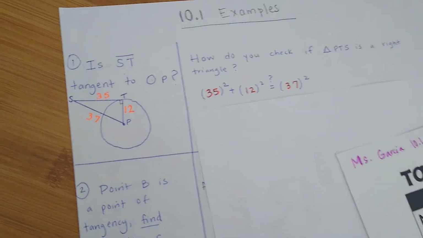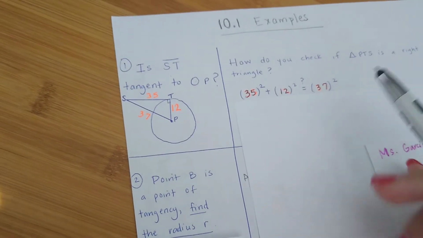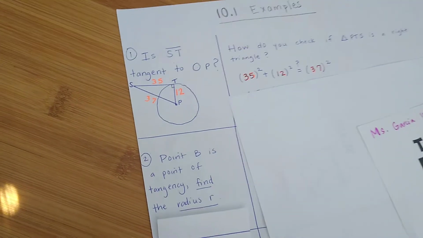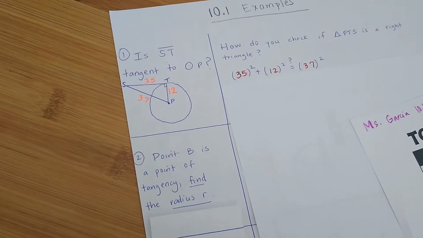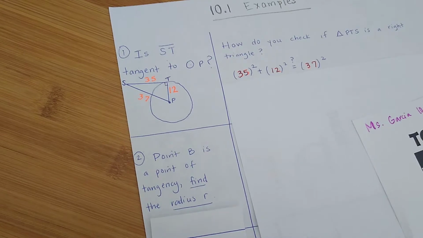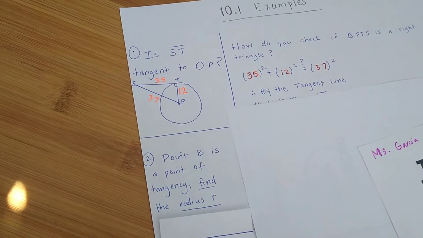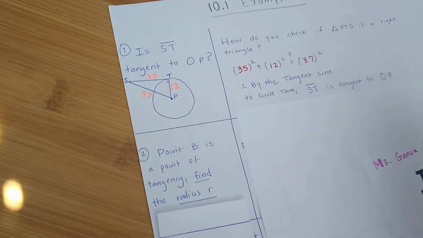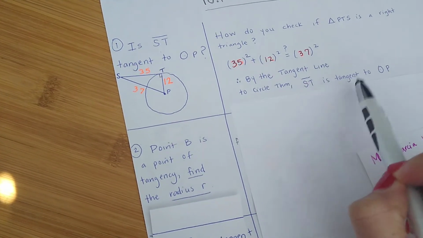The very first step, I'm going to plug these numbers into my calculator because these are pretty big numbers, so I don't expect you to figure out how to do that right away. So go ahead and make sure you guys have your calculators out for these problems. We will be using them. If not, you can use your phone or your computer calculator, and that'll be helpful too. Once we do that, you end up getting 1369 on both sides. So by the tangent line to circle theorem, ST is tangent to circle P.